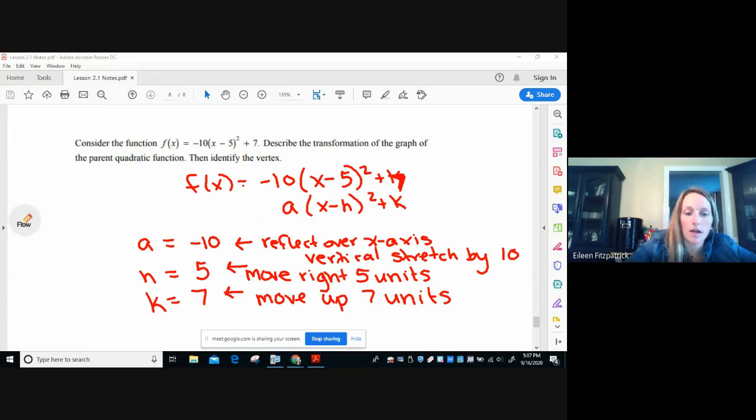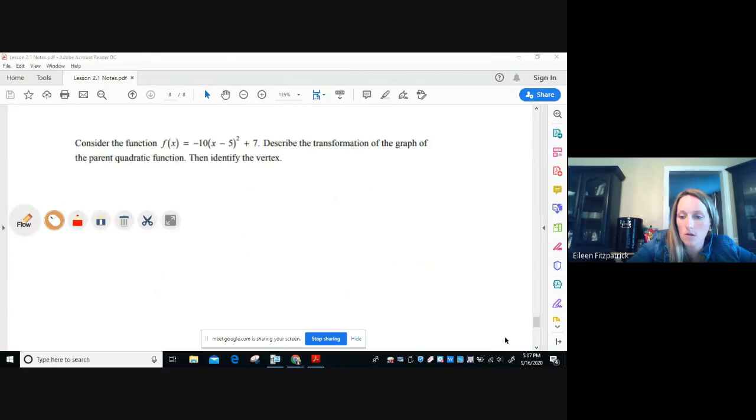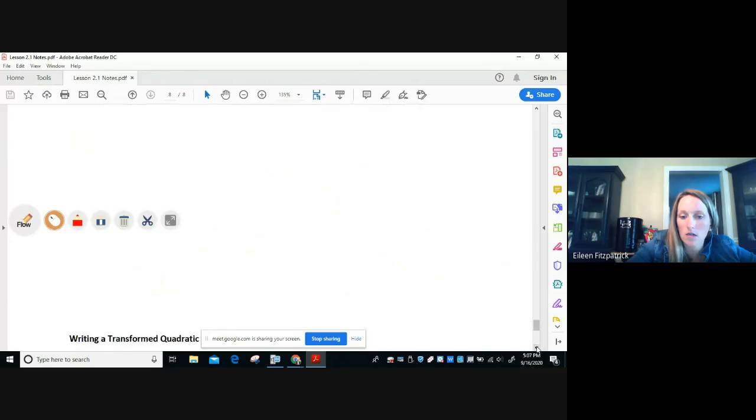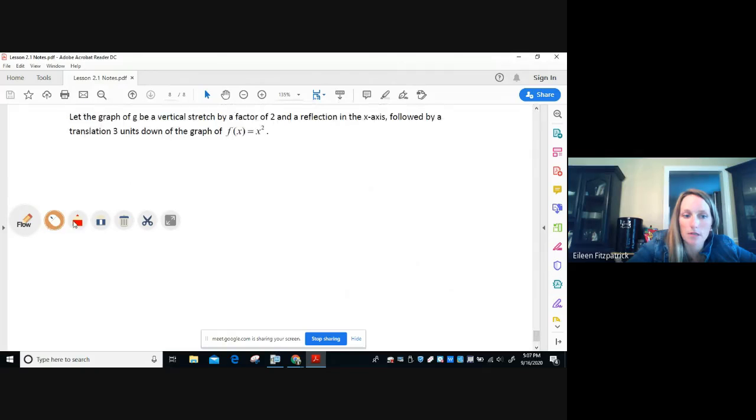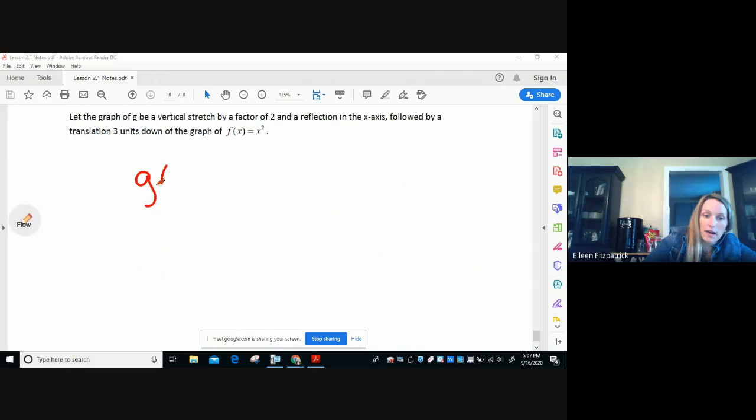All right, and the last problem says, let the graph of g be a vertical stretch by a factor of 2 and a reflection in the x-axis followed by a translation 3 units down. So we want to rewrite a function, name it g of x, and perform all those transformations stated.